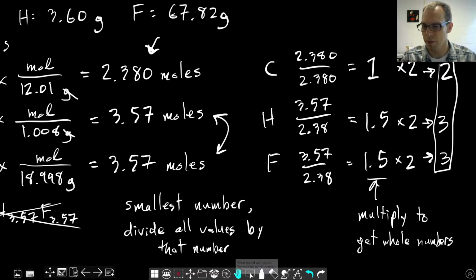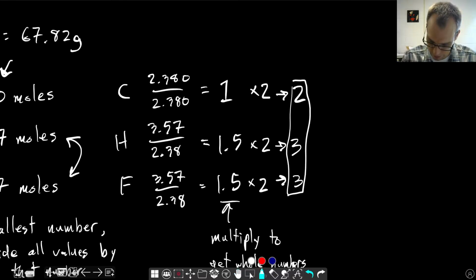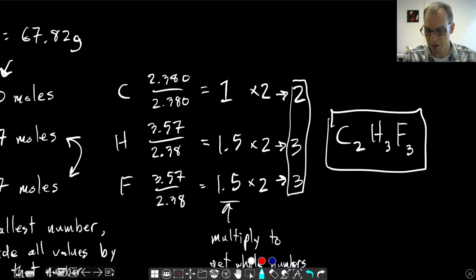So the empirical formula for this compound that we've been looking at is C2H3F3. This is our empirical formula. So this is the final answer that we have, is that our compound is C2H3F3. Now, this probably is not the actual formula. We may need to get the actual chemical formula for this compound. We may need to multiply by whole numbers. And we don't have enough information to know whether we need to multiply by whole numbers or not.